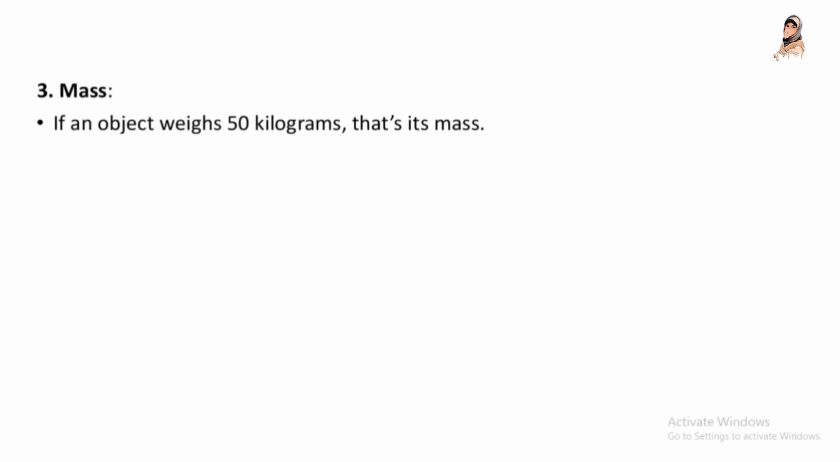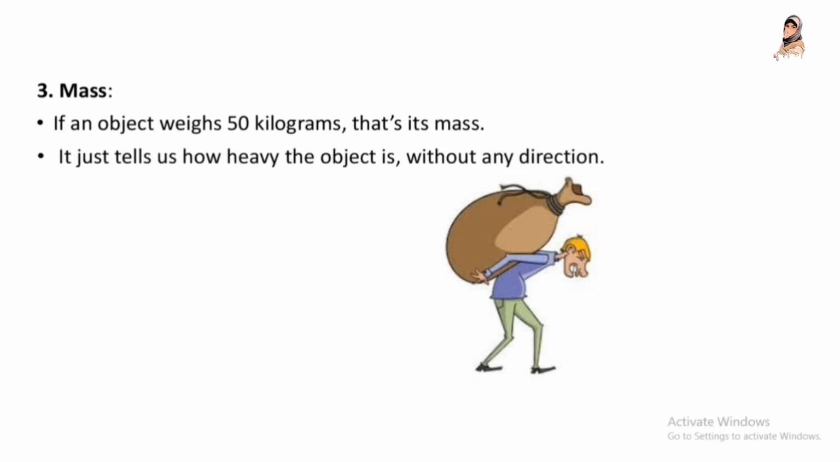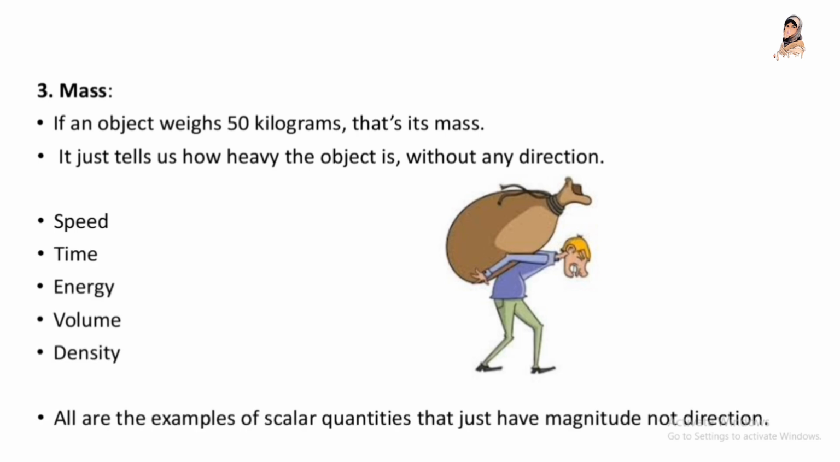Similarly, mass. If an object weighs 50 kilograms, that's its mass. It just tells us how heavy the object is without any direction. So there is no direction, this means mass is a scalar quantity. Similarly, time, energy, volume, and density, etc. are the examples of scalar quantities that just have magnitude, not direction.